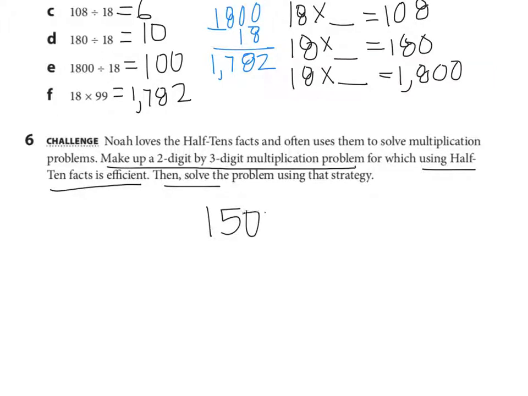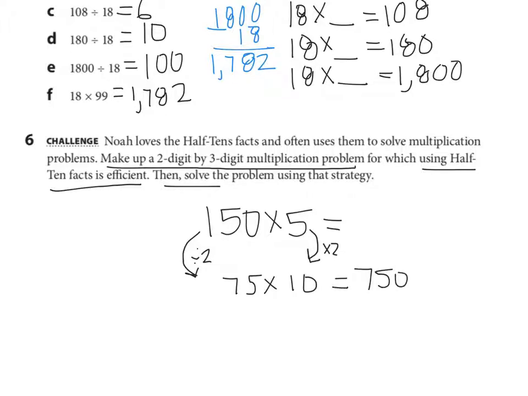150 times 5. Would it be easy for me right now to think 150 times 5? Maybe yes, maybe no. Instead, I can think in my head, I double 5, so I multiply by 2, that's 10, and I'm going to half 150, that is 75. So 150 times 5 is the same as 75 times 10, and my answer is 750. Therefore, 150 times 5 also is 750. And that is your half 10 facts, because 5 is half of 10. So 150 times 5 is 750 because 75 times 10 is 750.